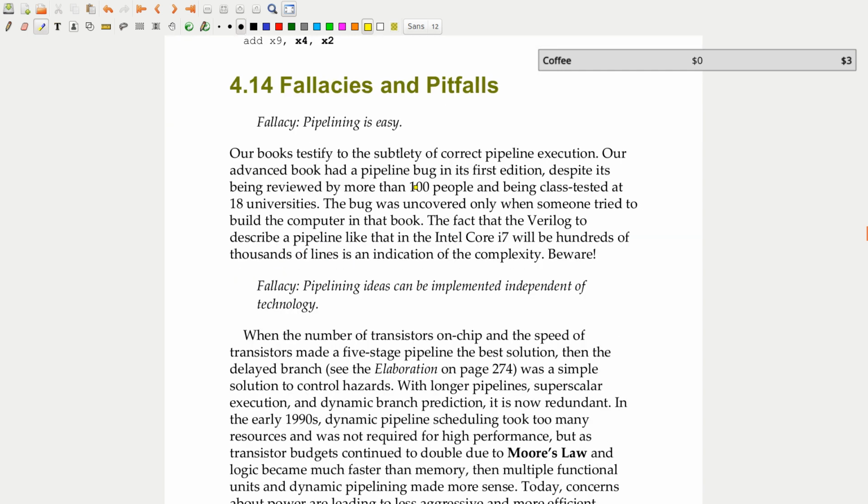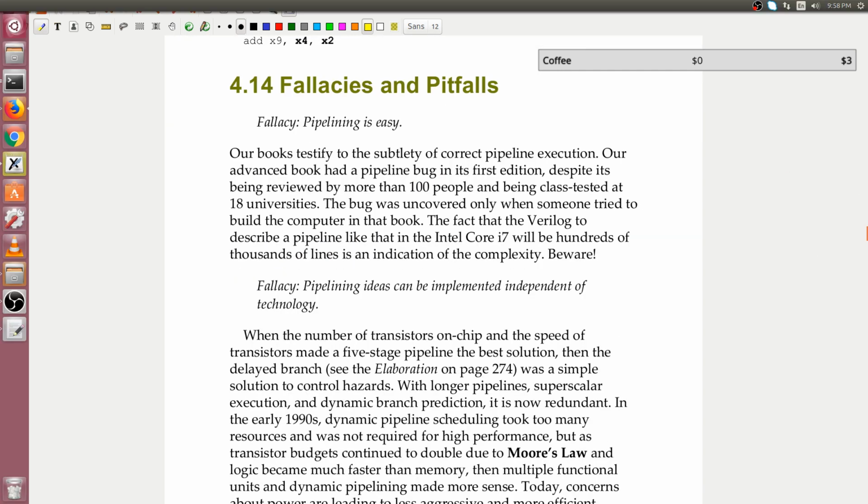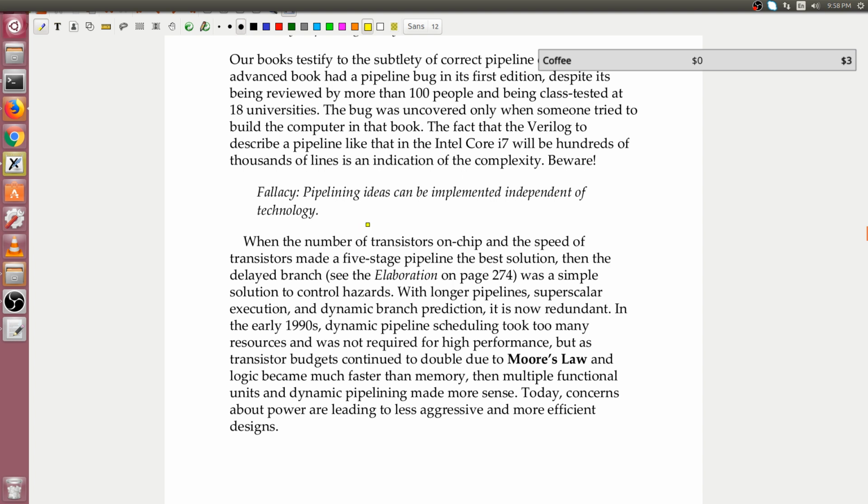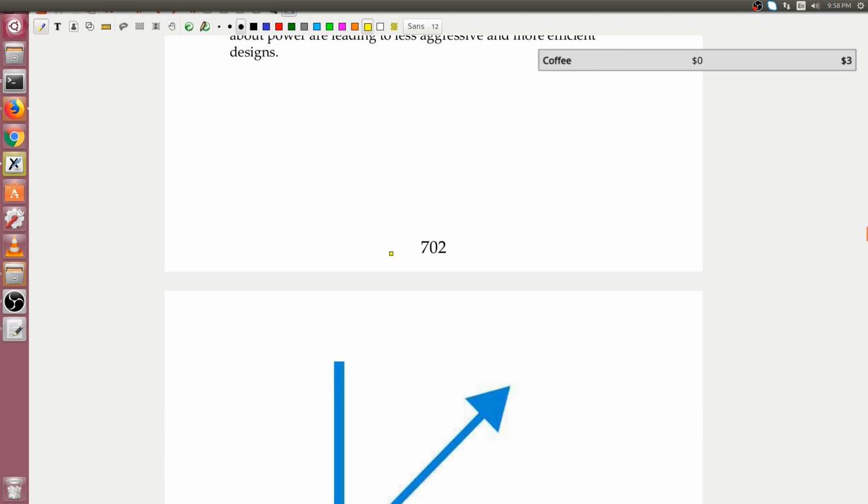Pitfalls and fallacies. So, of course, a fallacy that we always have is that pipelining is easy. As we've seen with so many of the hazards we've had to deal with, pipelining can be very hard. Another fallacy is that pipelining ideas can be implemented independent of technology. But we've seen that with all the hardware that we need to add to actually implement these pipeline things, we need the transistors. So it's really only made possible by technology scaling.